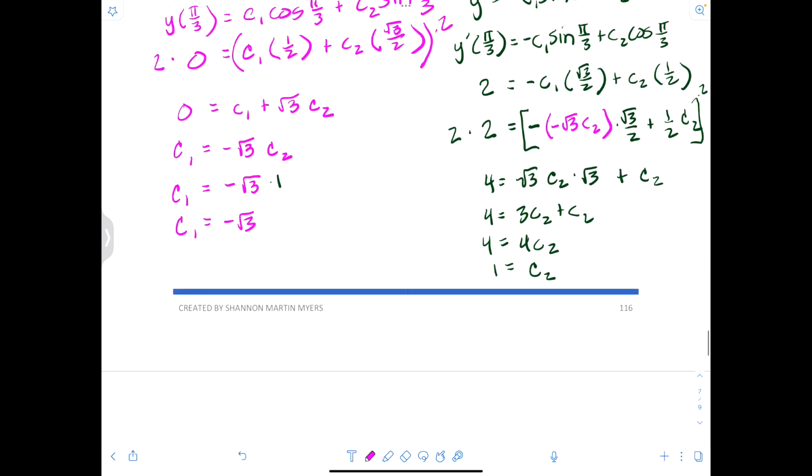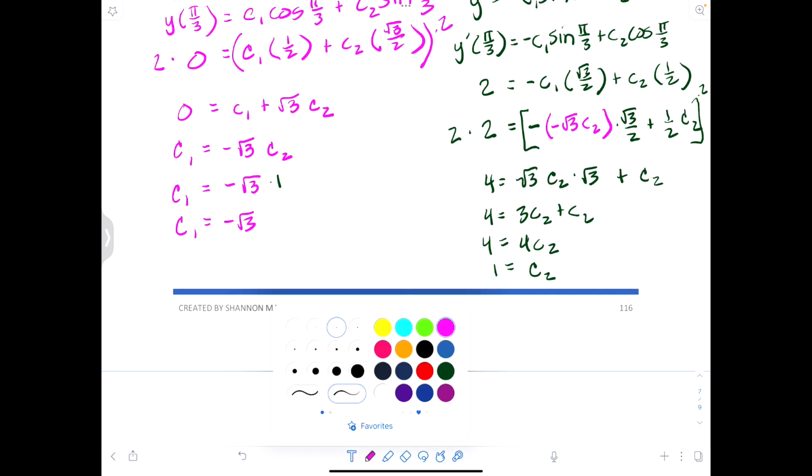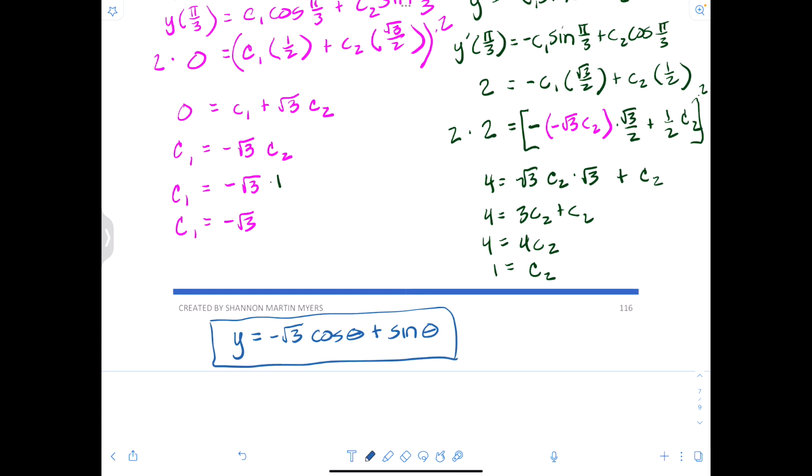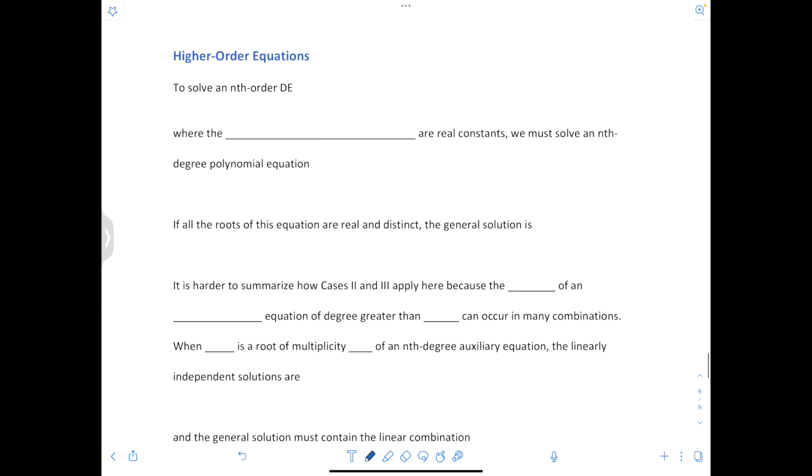So at the end of the day, we would end up with y equals negative root 3 times cosine theta plus sine theta. And we're all done here. Isn't that amazing? I love this section. All right, let's continue. So now, higher order equations.